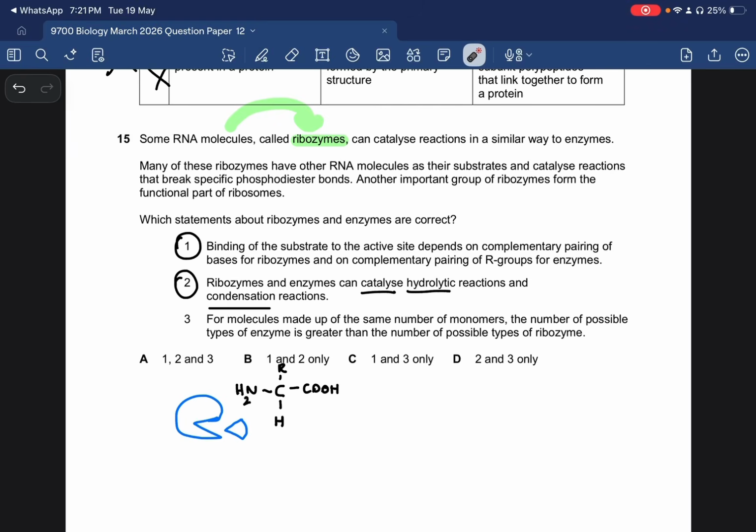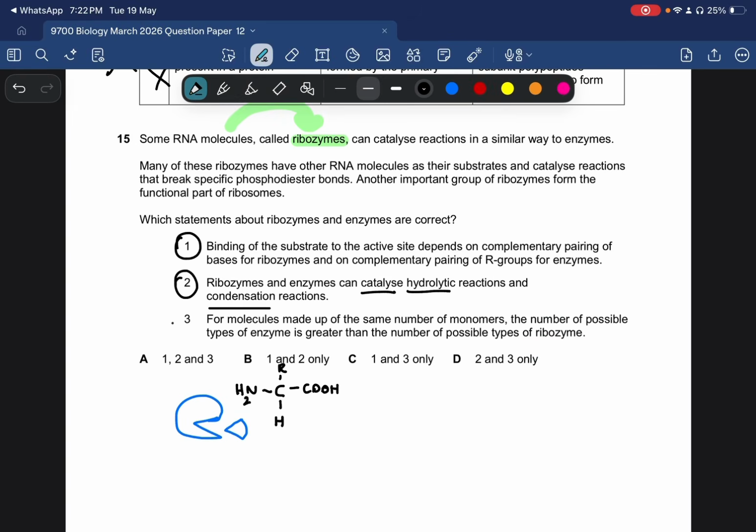What does that actually mean? I am absolutely blown away. What the hell is this? This is a statement which you're going to say no to just because you don't have enough information, right? This paragraph is just giving us an intro on what ribozymes are and how they are similar to enzymes. Did they talk about the number of monomers anywhere? Did they talk about the number of possibilities of enzyme types? Did they talk about the number of possibilities of ribozyme types?